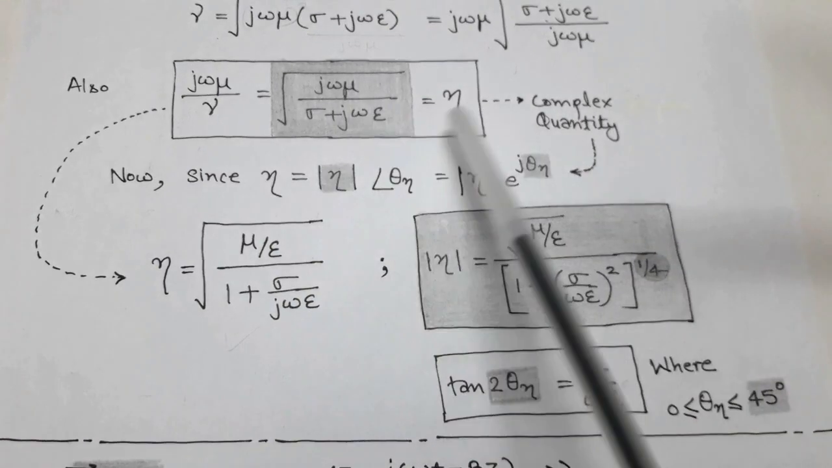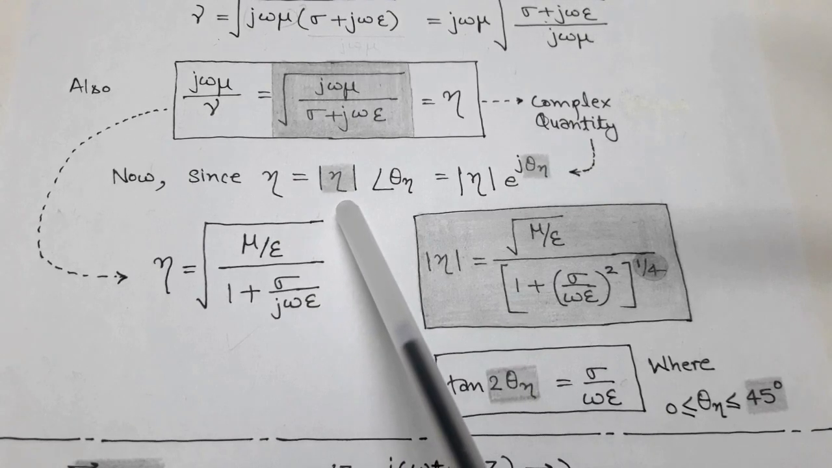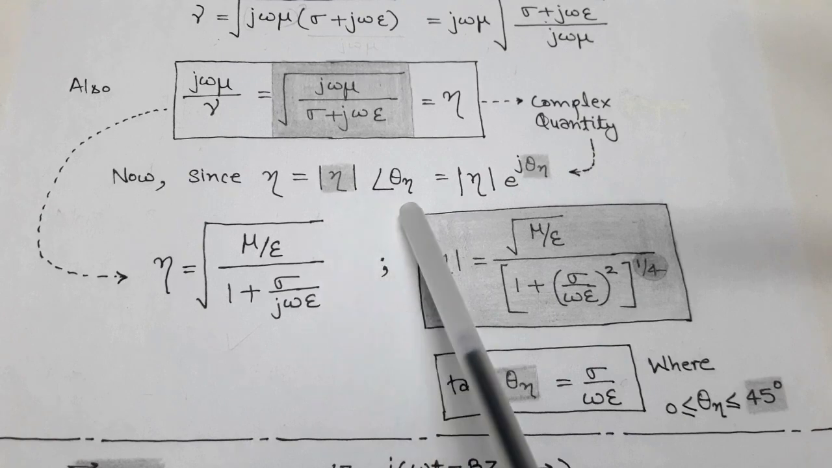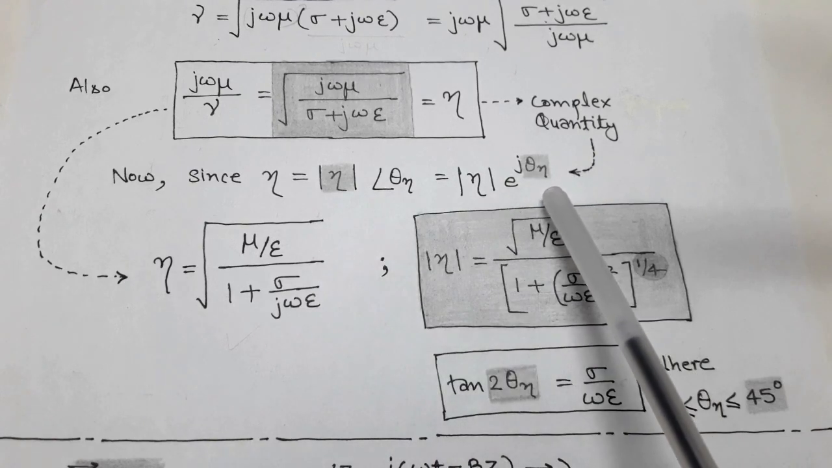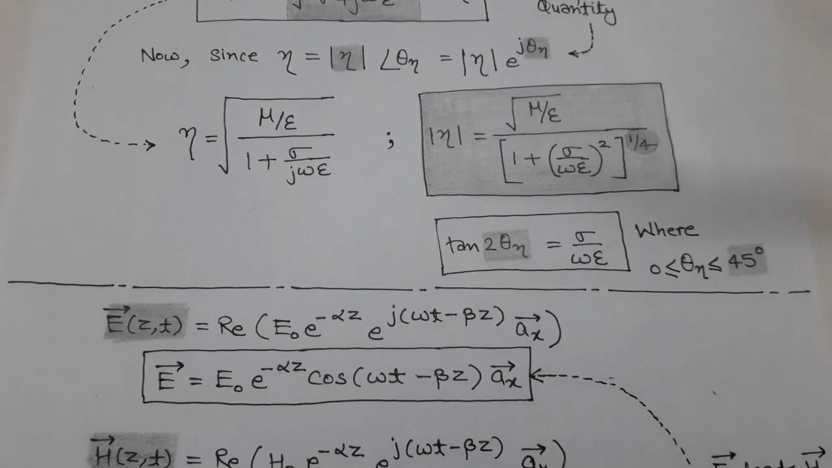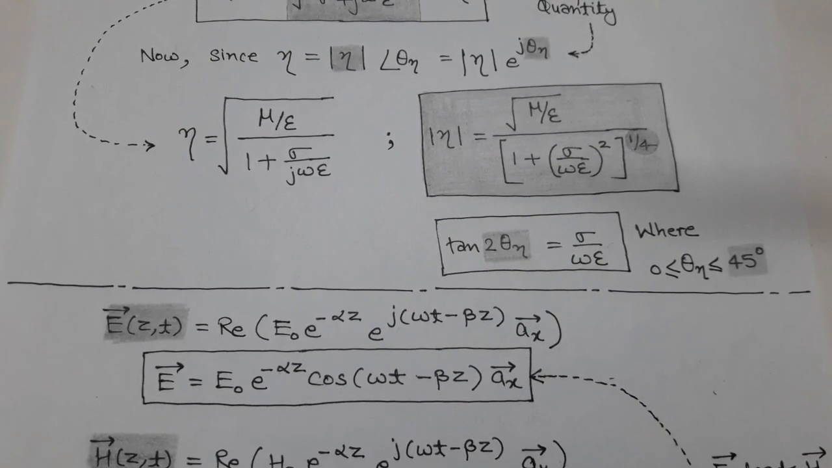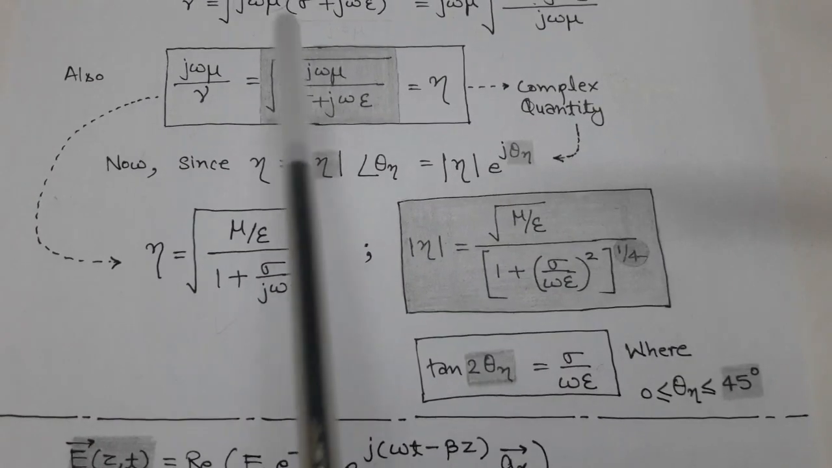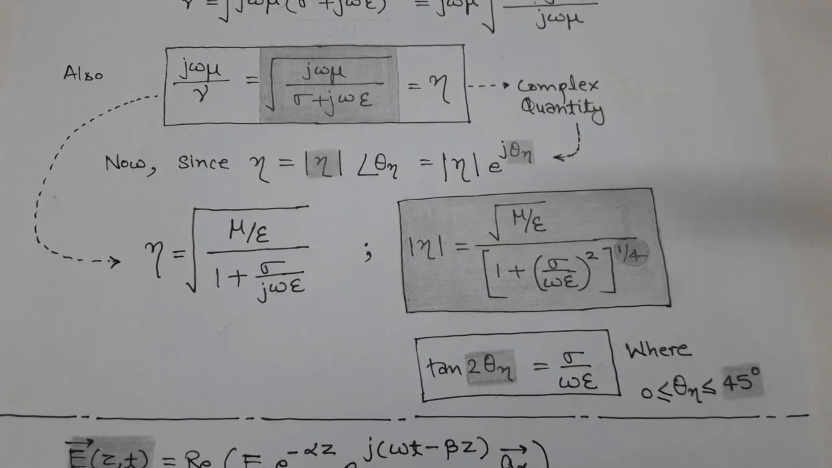This intrinsic impedance, denoted by eta, has a magnitude and phase. The magnitude is denoted by mod of eta, and the angle, that is the phase, is denoted by theta suffix eta. And here the intrinsic impedance eta can be written as under root mu upon epsilon upon 1 plus sigma upon j omega epsilon. This is obtained after taking a common j omega epsilon in the denominator.